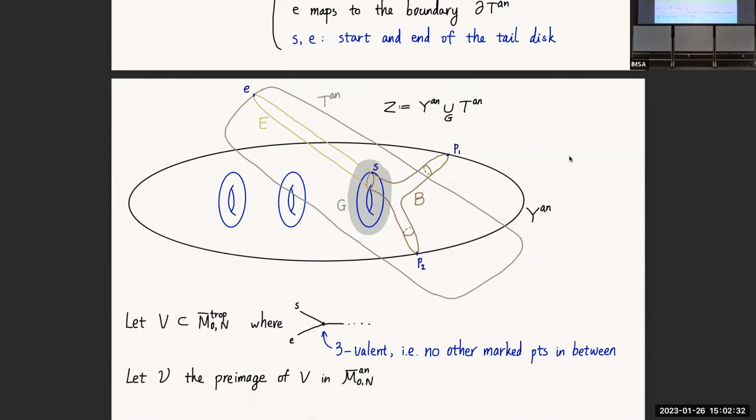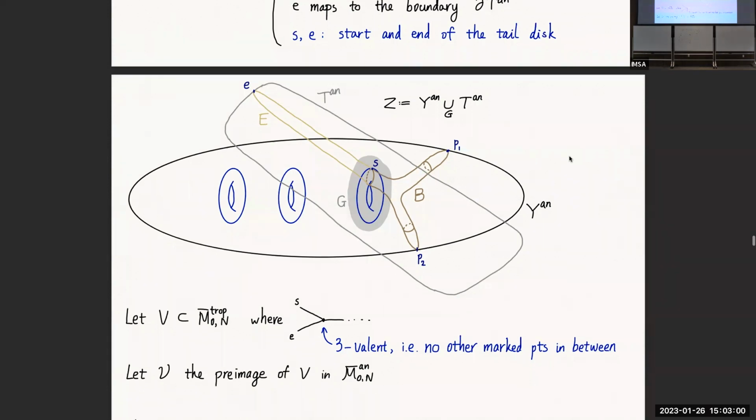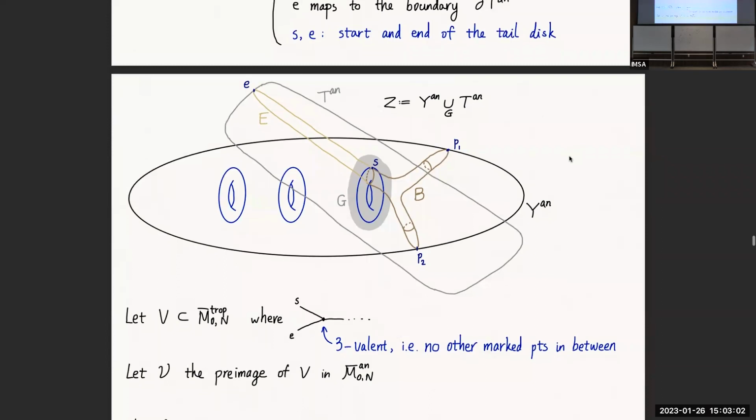And the reason we do this is that in that locus, the marked points S and E are closer together. So I just use S and E. We can cut out this tail, and the rest will be the body. And then all the marked points P_i will lie in the body. I just don't want any marked points P_i in the tail, because the tail is just auxiliary. We don't want anything to happen there.